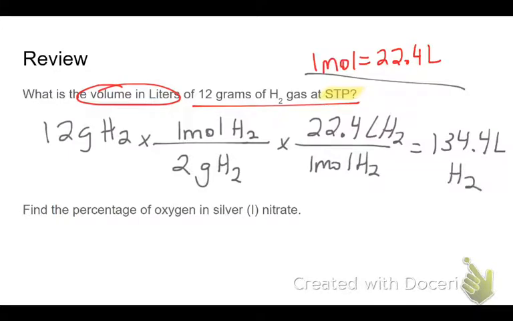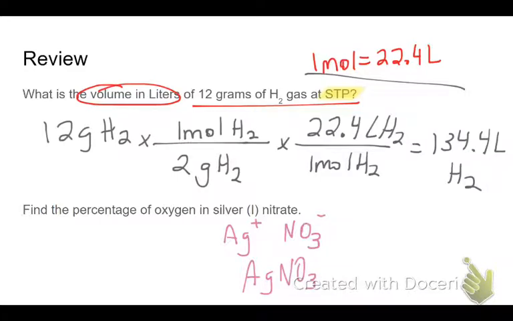In order to find the percent of oxygen in silver 1 nitrate, we first and foremost have to write what it is, right? So silver 1 is Ag+1 because the Roman numeral 1 tells us the charge. Nitrate, we hopefully have memorized, is NO3-1. So when we cross our charges to balance them and make them neutral, we just need one of each of these. So we have AgNO3.